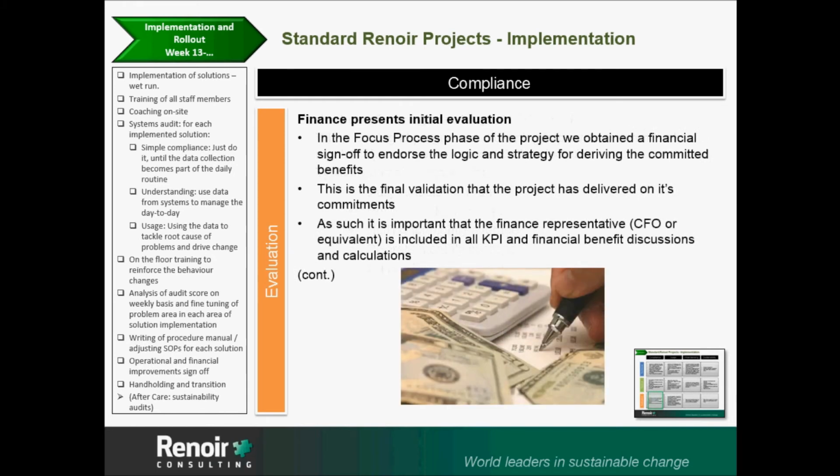Finance presents the initial evaluation. In the focus process phase of the project, we obtained a financial sign-off to endorse the logic and strategy for deriving the committed benefits. This is the final validation that the project has delivered on its commitments. As such, it is important that the financial representative, such as the CFO or equivalent, is included in all KPI and financial benefit discussions and calculations.